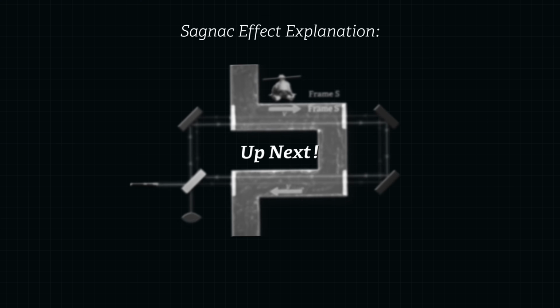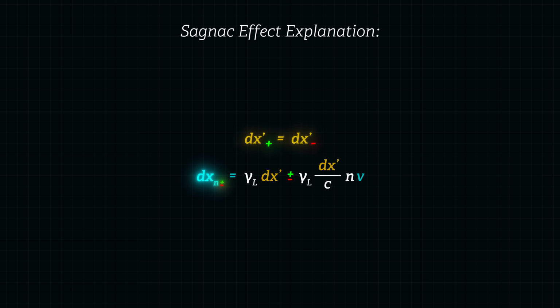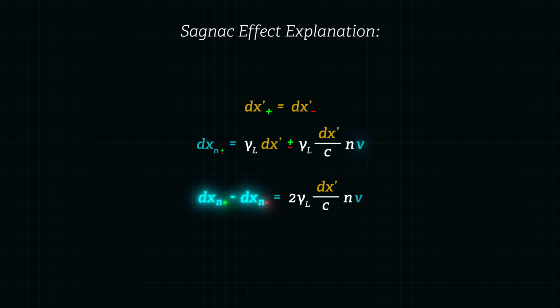So before we move on to the Fizeau experiment, let's summarize. In a Sagnac setup, the distance dx prime that light signals travel in the moving frame is the same in both directions, whereas the distance dx that the light signals travel in the stationary frame is variable and depends on the refractive index and the speed v of the moving frame. And the difference in the downstream versus upstream distances traveled in the stationary frame is a function of distance dx prime, refractive index n, and the speed of the moving frame v.